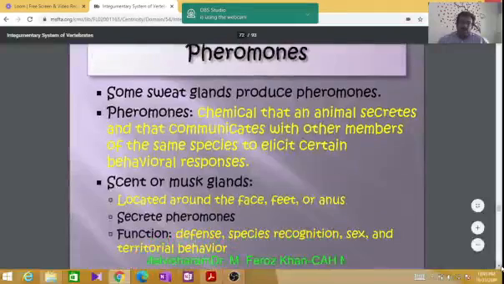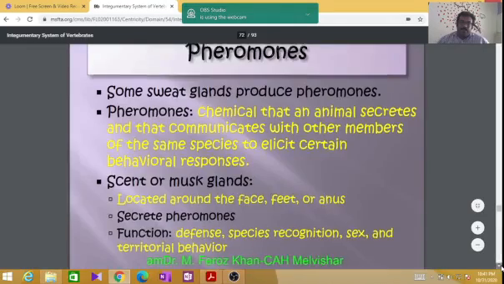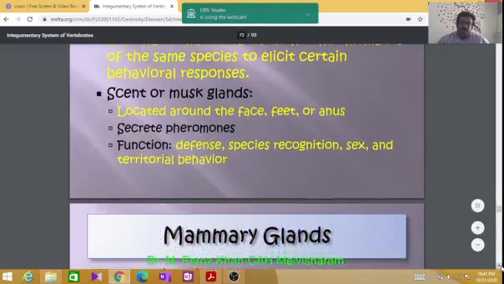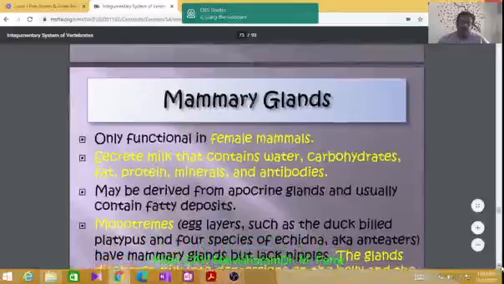Pheromones. Some skin glands produce pheromones. It is mainly for communication. A chemical that is produced by and affects the same species. Scent or musk glands are located in the face, feet, and anus. They also secrete pheromones to define species, sex, and territorial behavior.